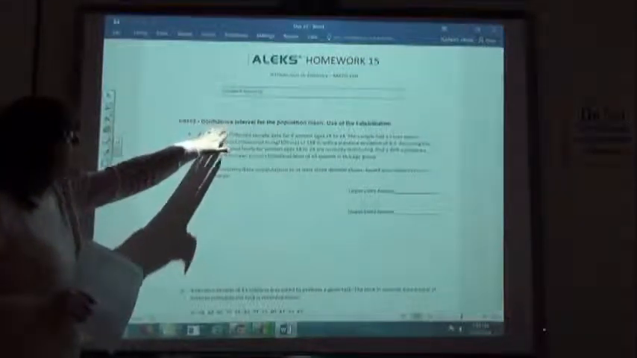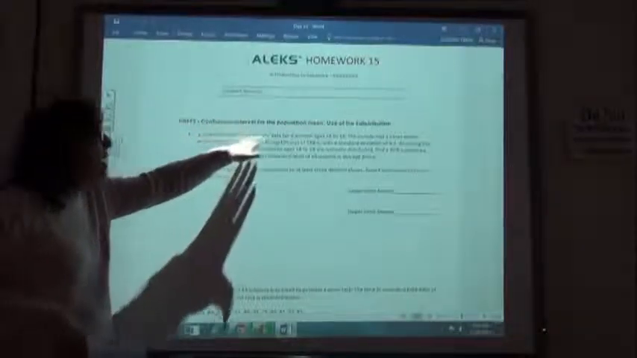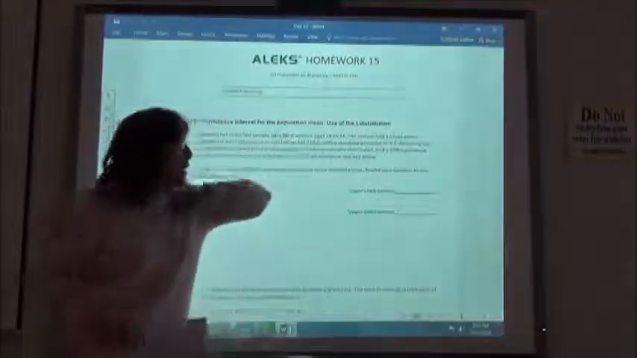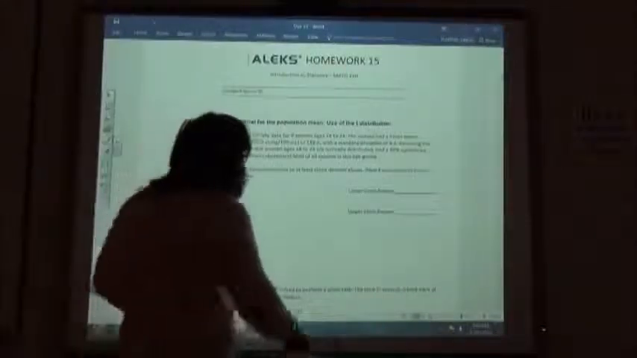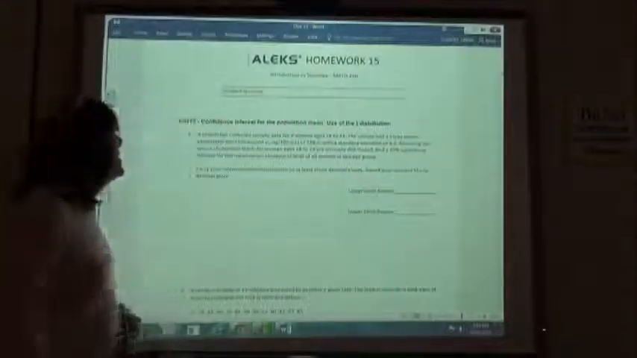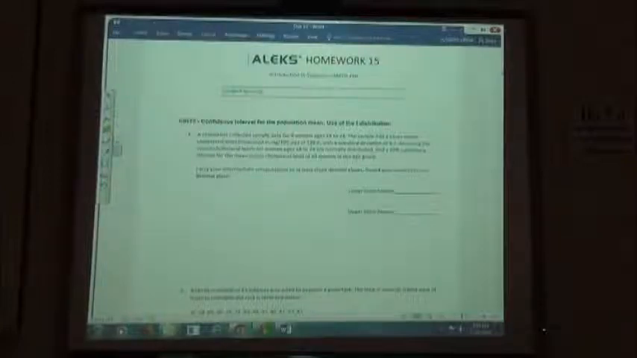So on homework 15, we're going to do the confidence interval for the population mean. This time we're going to use the t distribution instead of the z distribution because we're not going to know the population standard deviation. Instead, we're going to know the sample standard deviation.